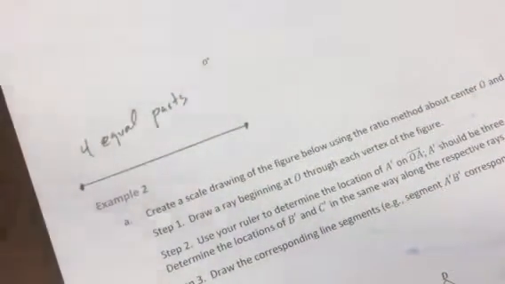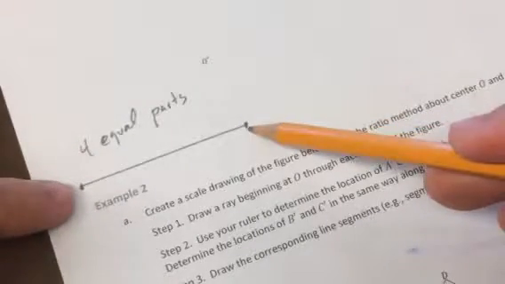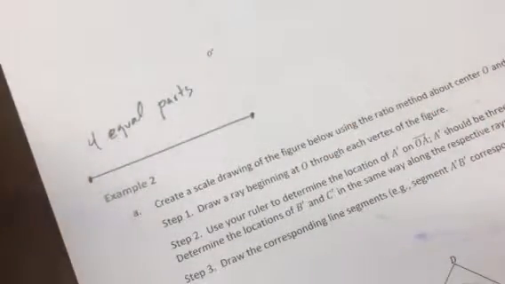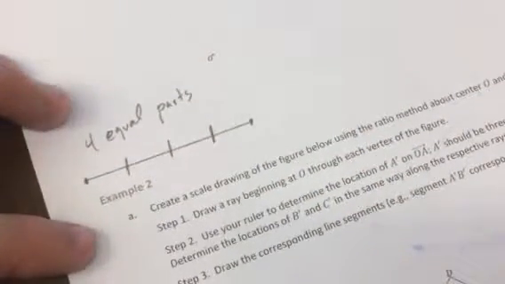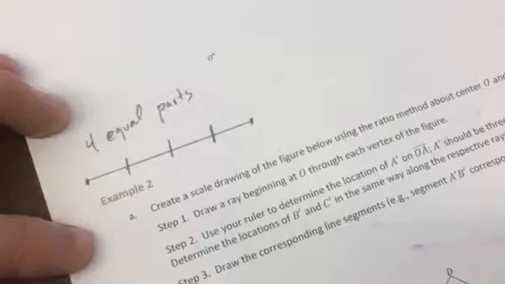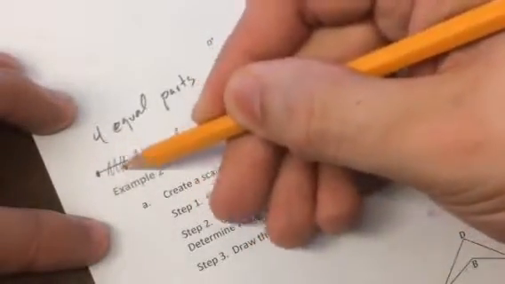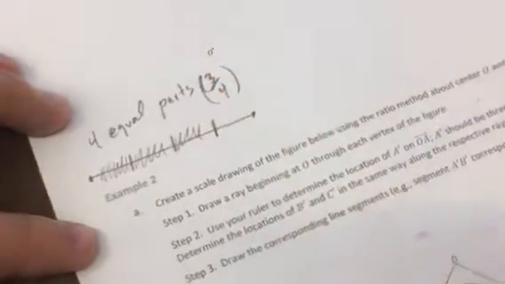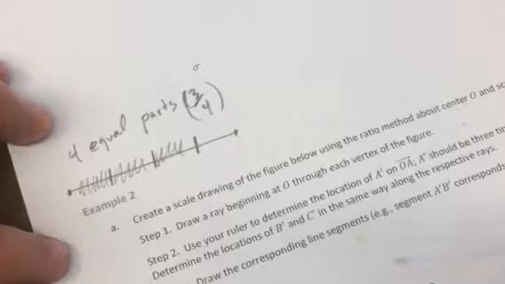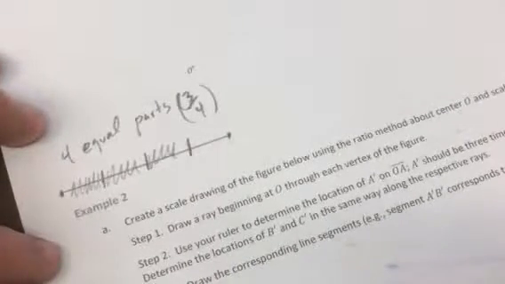Go ahead, pause the video, see if you can figure it out. How would you separate this line segment into 4 equal parts? Okay, if you said, let's cut this in half, then let's cut this one in half, then let's cut this one in half, then you're correct. We need 3 of these. 1, 2, 3 for our 3/4, because that's our scale factor. So we need 3 of them.